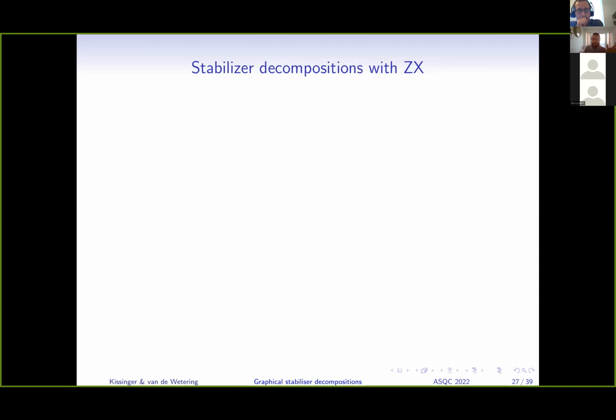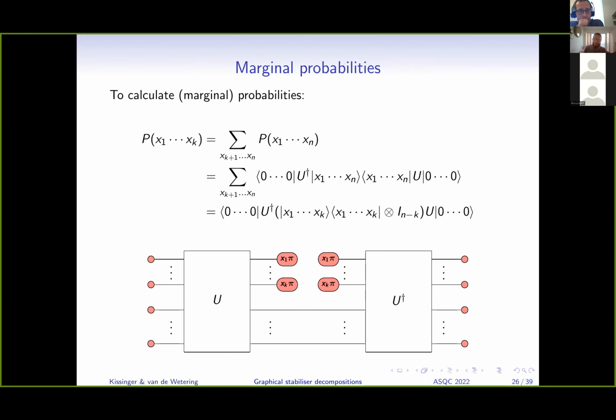Okay, so that was really just about how I calculate amplitudes and probabilities using ZX, right? And I guess I should mention that as soon as I can calculate marginal probabilities, I can sample this distribution. This is like saying that I fix the first bit to be 0 or 1, and then calculate the second marginal, and so on until I get a full sample, which we'll see in a minute.